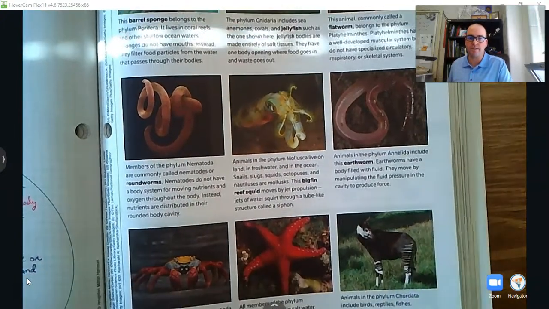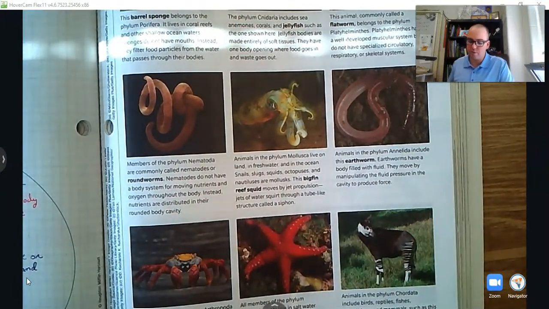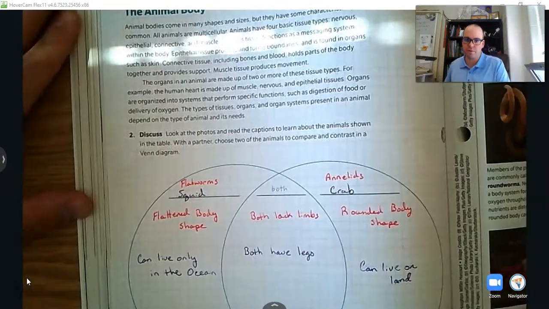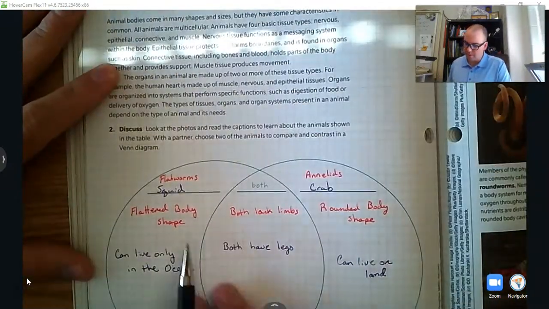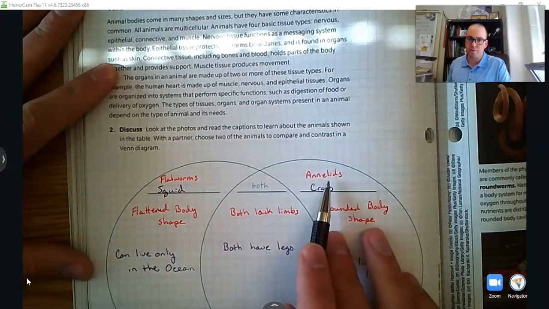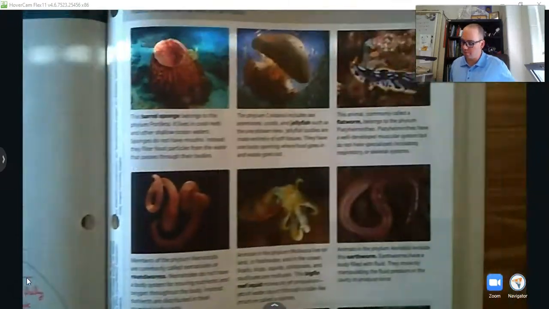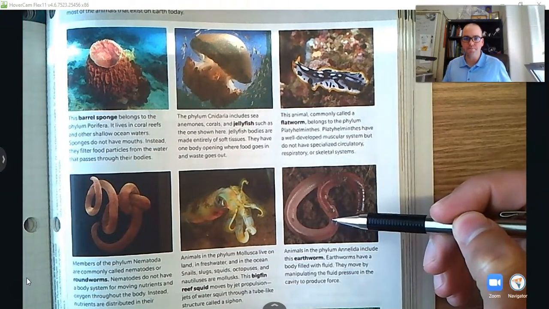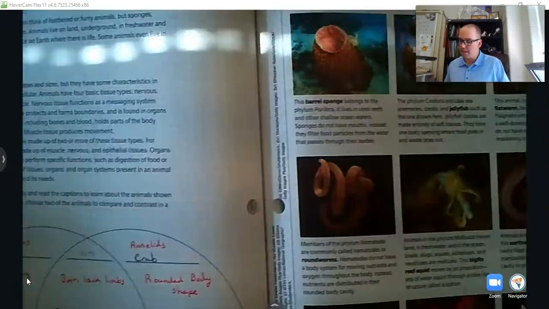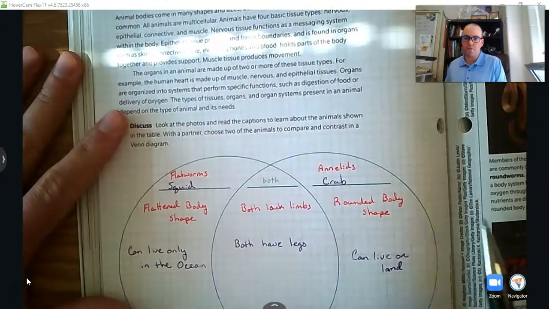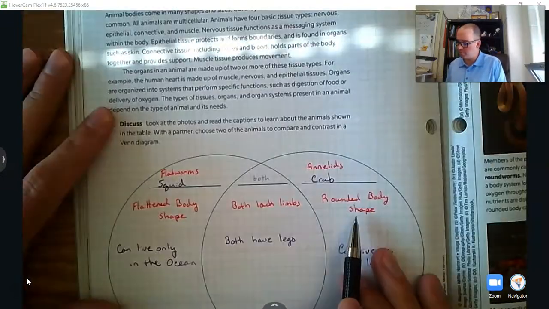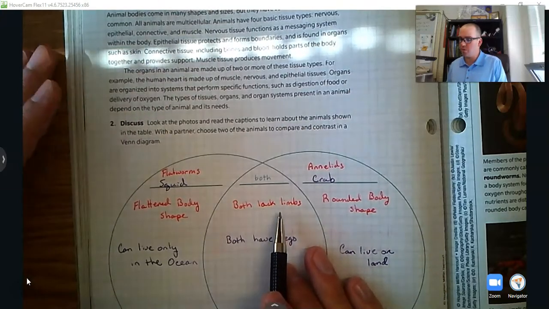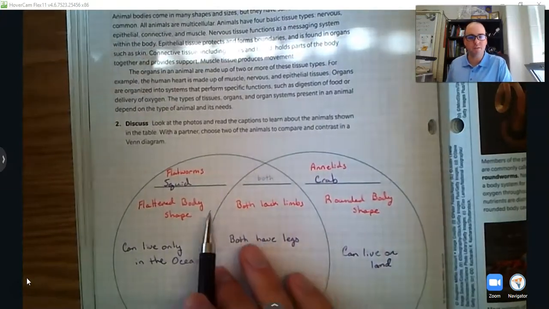But we look at these animals, there's lots of different body structures that they have, and so say we were to choose some to compare. If we were to compare flatworms with the annelids, this is a flatworm, and this would be an annelid, like an earthworm. A flatworm has a flattened body shape. An annelid has a rounded body shape, filled with fluid. But both of these lack limbs. They're similar in some ways, and a little bit different in others.